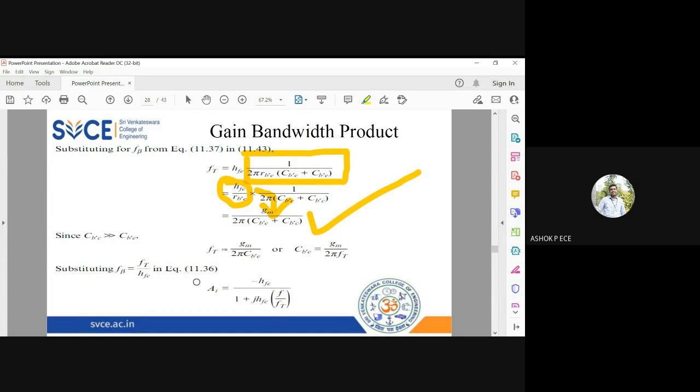Even if you want to substitute everything in terms of Ft, you take the current gain equation, Ai equal to minus HFE by 1 plus j F by F beta. Substitute for F beta as Ft by HFE. So Ai equals minus HFE by 1 plus j HFE into F by Ft. So this is the current gain as a function of frequency in terms of Ft. Ft is going to be the cutoff frequency at which the current gain is going to be unity.